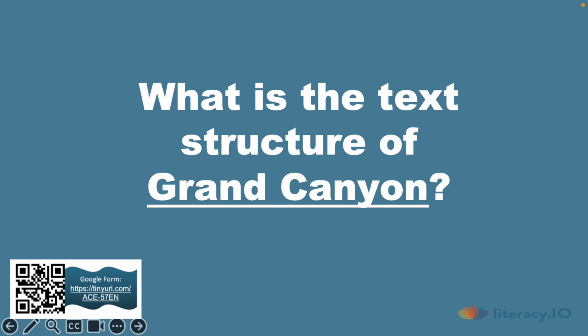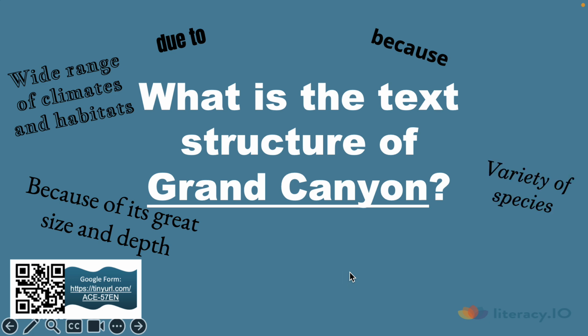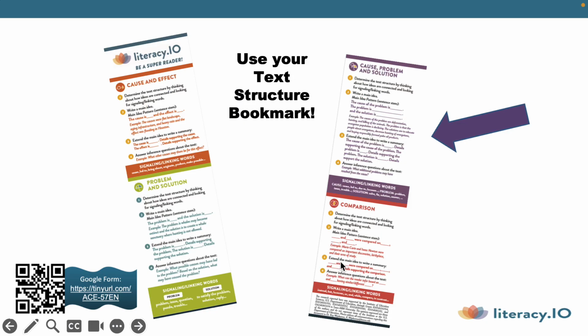What a fascinating story! Now it's time for us to identify the text structure of Grand Canyon. Remember, there are little clues or signal words that can help us identify the text structure. Let's identify some of them that came up in the story. We saw because, due to, wide range of climates and habitats, because of its great size and depth, variety of species, after, eventually, and weathering and erosion. Don't forget to use your text structure bookmark to help guide you.